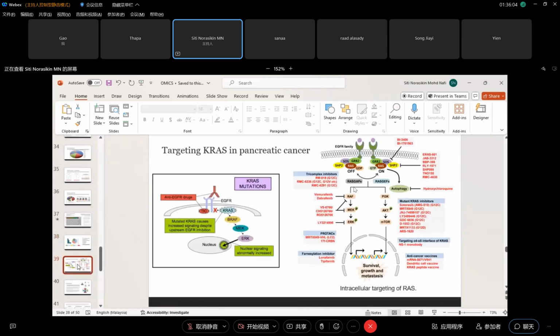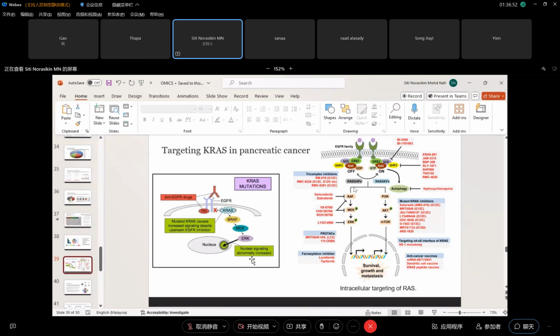Okay, so for example, the treatment. I think I mentioned about this before. All right, so you got this anti-EGFR. Ideally EGFR exists at the surface level, and when you apply this tyrosine kinase inhibitor to block EGFR, supposedly we understand that this TKI can kill the cells, but perhaps when the mutation happens, it causes increased signaling despite upstream EGFR inhibition. So the nuclear signaling abnormally increases.